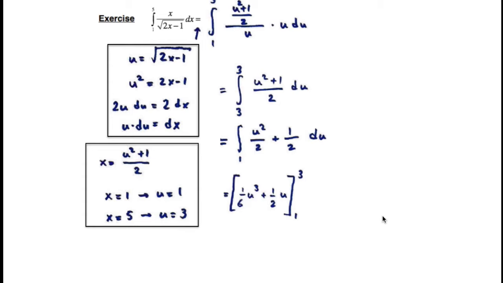That's easy to integrate. Once again here, you can, if you want, change u to root 2x minus 1 and then integrate from 1 to 5. If you've made the effort of writing the change of variable for the limits of integration, you can finish right now by plugging in u equals 3 and u equals 1, and the answer is 16 over 3.